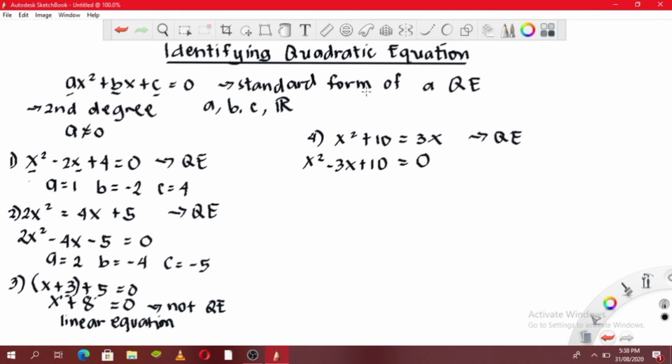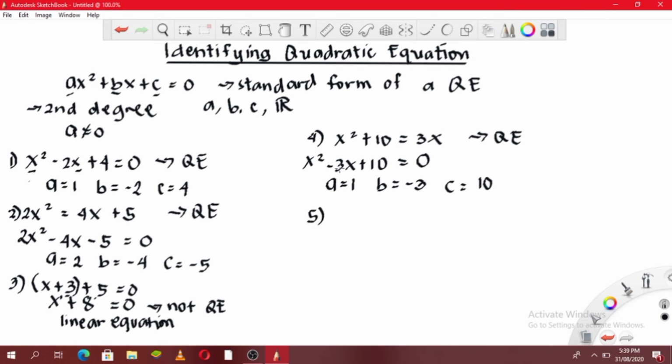Okay? Identify natin ang A, B, and C. A is yung coefficient ng x squared. Wala tayong nakikita. So, there is 1. B is coefficient ng x, negative 3. And C is the constant. That is 10. Alright?